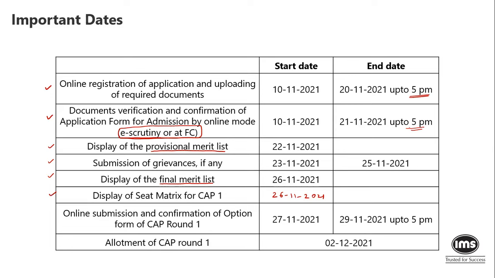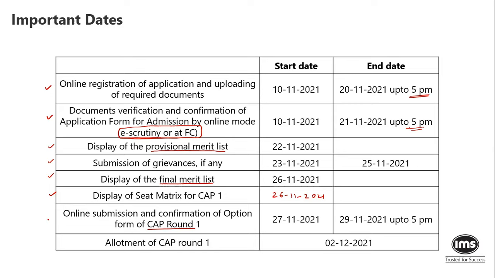On the main website, they have also given the seat matrix of last year. So just in case you want to have a look at it, please go ahead and have a look at that. The online submission and confirmation of the option form of CAP round 1 is the stage where you actually put the college preferences. That is going to start from the 27th and it will continue till the 29th.